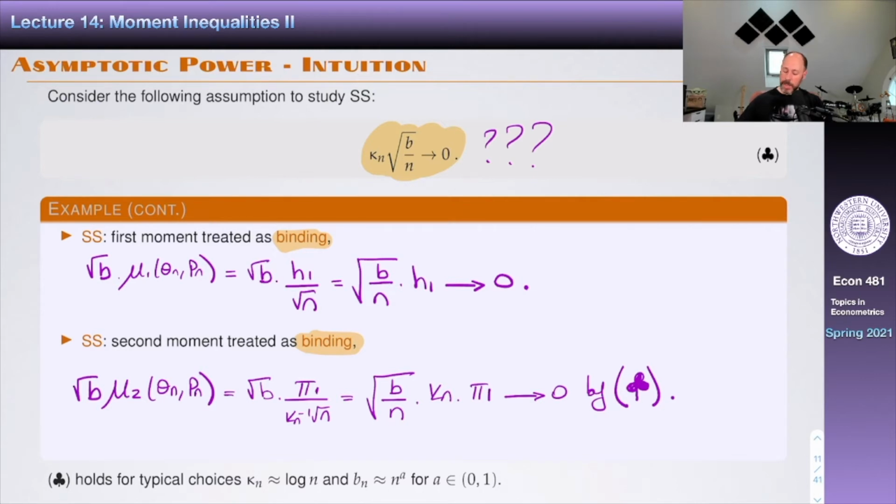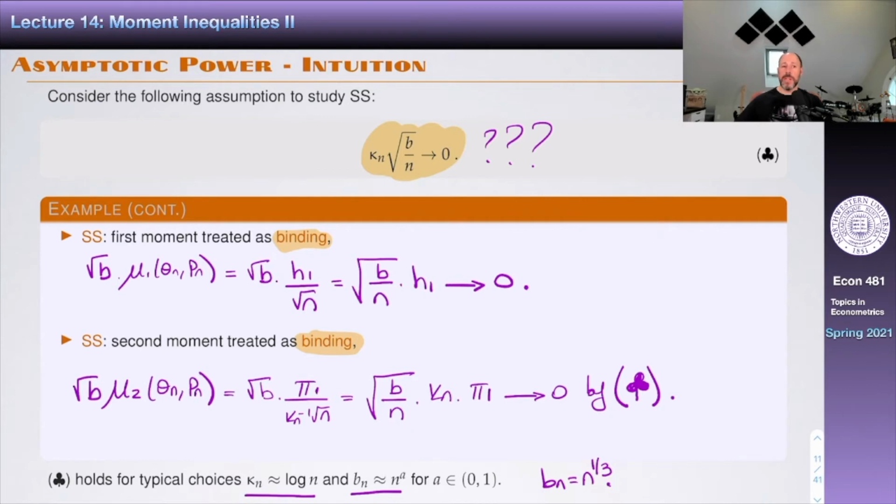But arguably, kappa is a sequence that is typically associated with the law of iterated logarithms. So they have the magnitude of log n, square root log n, or log n, whereas subsampling has a rate that has to be polynomial in n. And actually, Federico Bugni showed that the best rate for subsampling is n to the 1/3. That's the optimal rate if you want to think about size control.